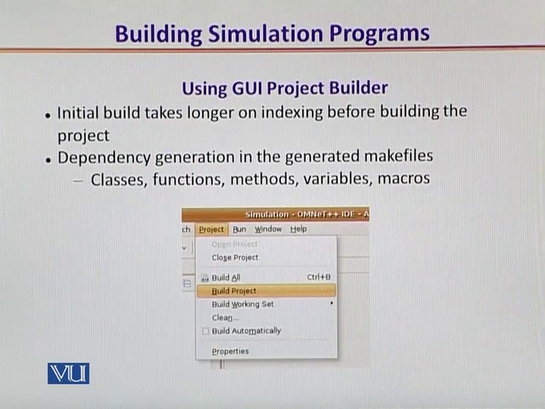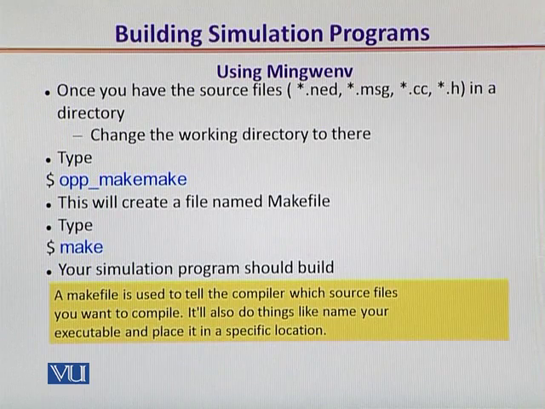In order to build the project that comprises so many kinds of files, we need to have the support of the graphical user interface project builder. When we build the project, the first time it takes relatively longer because it identifies all the classes, functions, methods, variables, and macros, which cause dependency in the generated makefile. So, using the graphical interface, we can successfully build the project with ease.